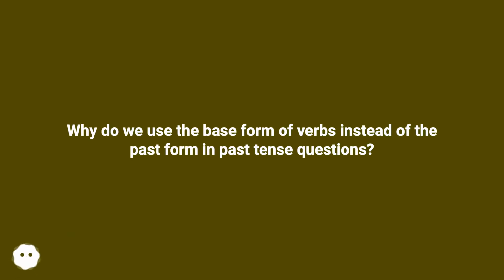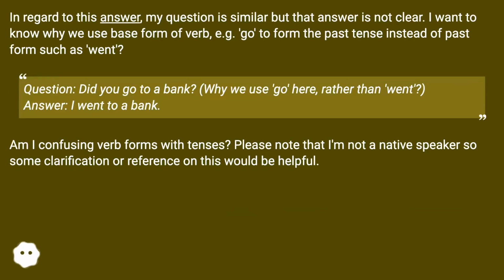Why do we use the base form of verbs instead of the past form in past tense questions? In regard to this answer, my question is similar, but that answer is not clear. I want to know why we use the base form of the verb, e.g. go, to form the past tense instead of the past form such as went. Question: did you go to a bank? Why do we use go here, rather than went?